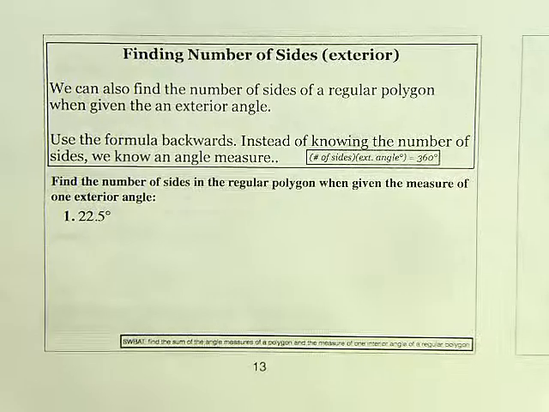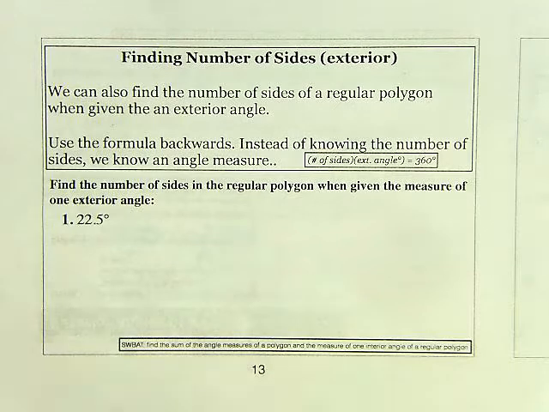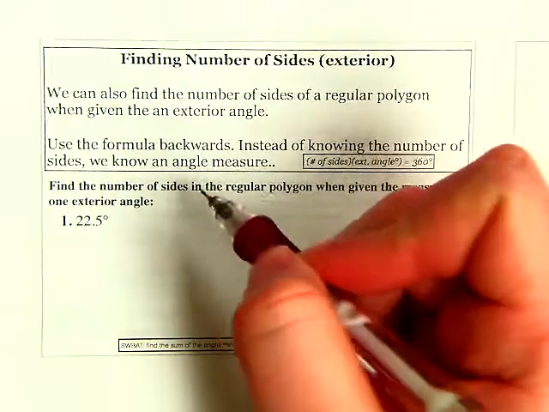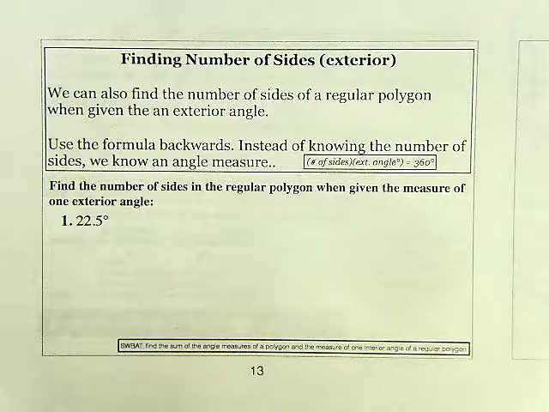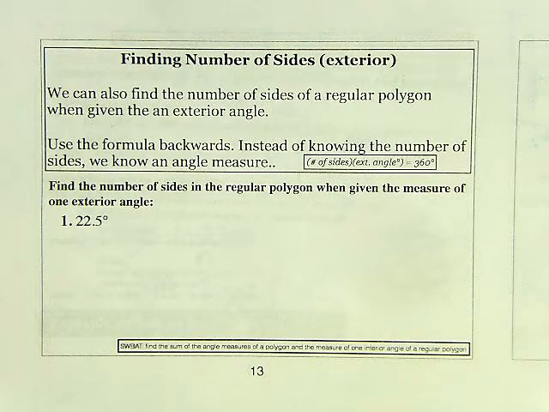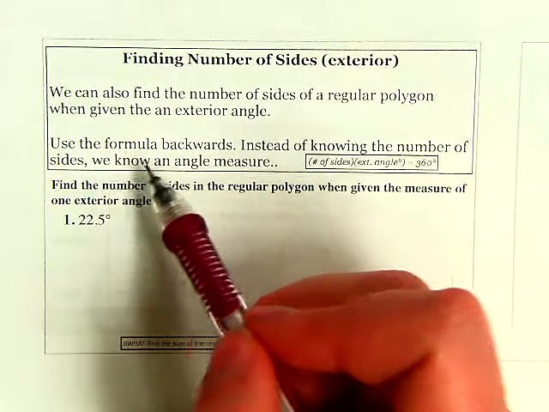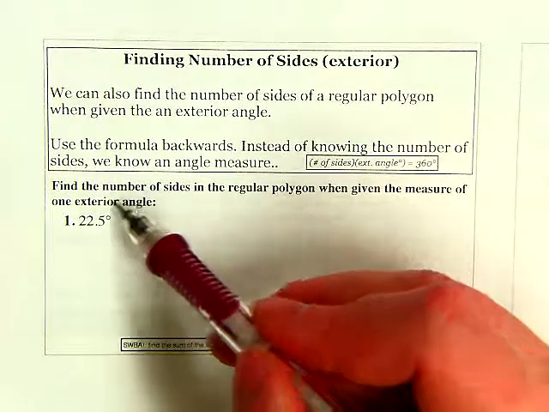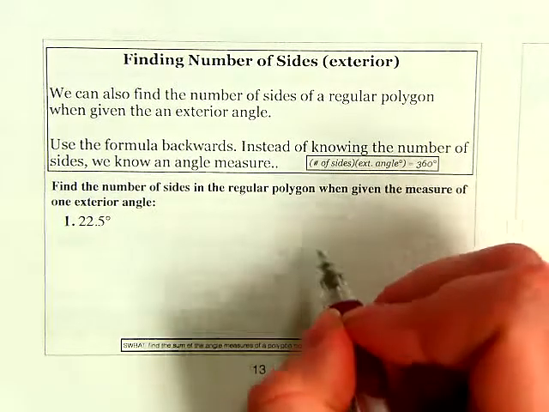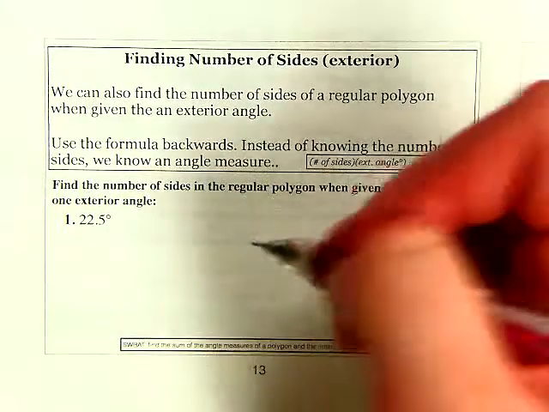So now we have a little bit harder practice, but only one. So take good notes so that you can use this on your homework. So it says we can also find the number of sides of a regular polygon when given the exterior angle. So if we know that they all have to be the same amount of degrees and they all have to equal 360 degrees, this is just a little bit different. So we use the formula backwards. Instead of just knowing the number of sides, we know the angle measure. Find the number of sides in the regular polygon when given the measure of one exterior angle.